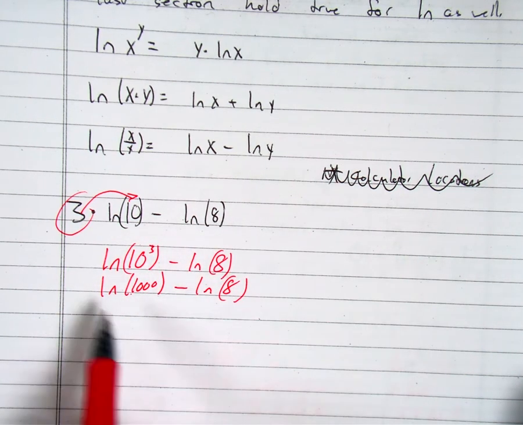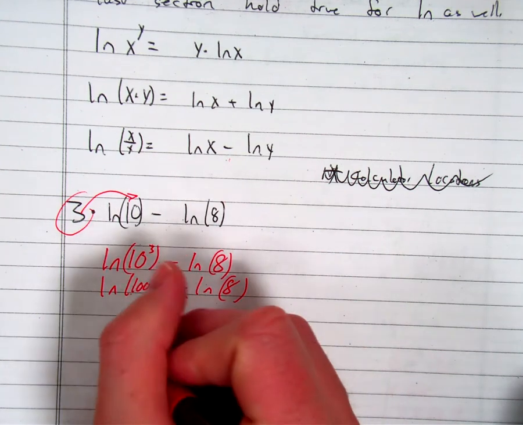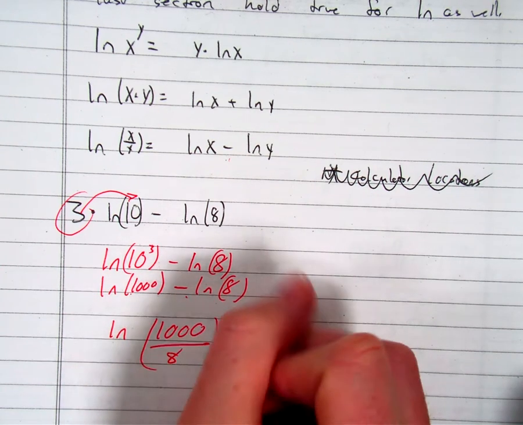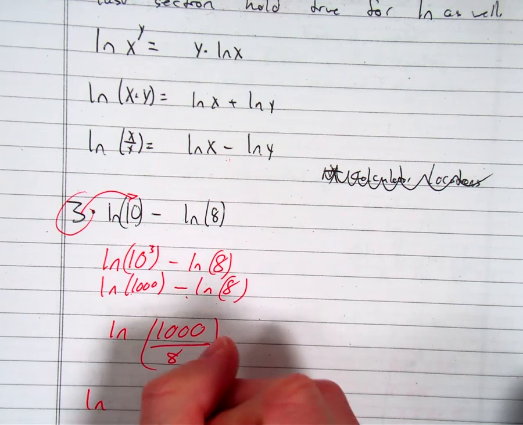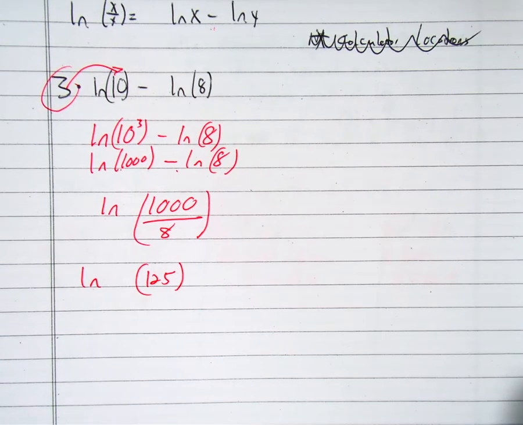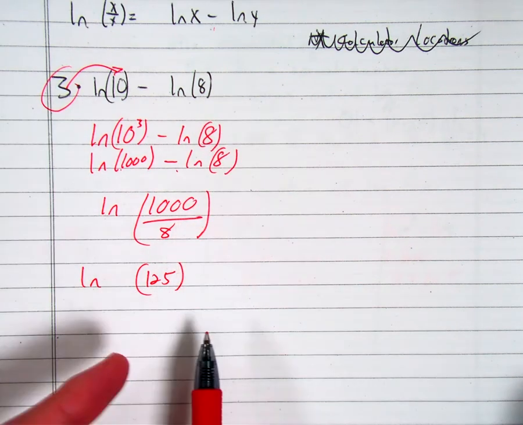They're separated by a minus, so I'm going to put them together as a division problem. Natural log of 1,000 over 8. And 1,000 over 8 would reduce to 125. Natural log of 125. If it started out like this, separate, I think this is pretty much as far as we can go, like putting it back together.